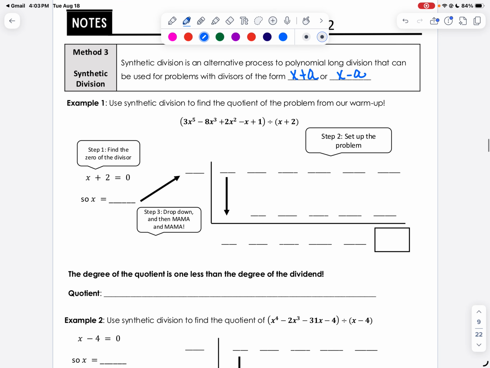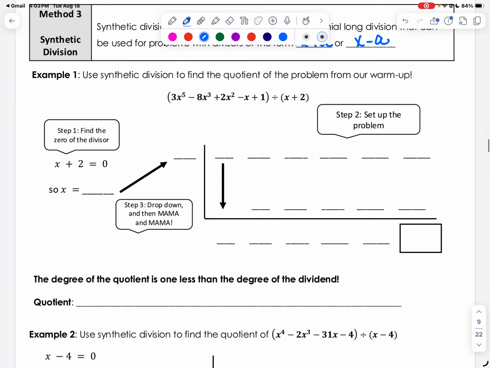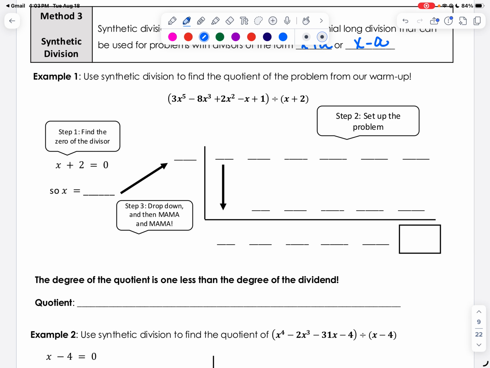All right. So when we're using synthetic division, step one is find the zero of the divisor. Now in this problem, our divisor is x plus 2. So if I want to find the zero, I would have to subtract 2 from both sides, and I would get x equals negative 2. So that's going to go on the outside. Then you're going to make this large kind of L-shaped box like this, all right?